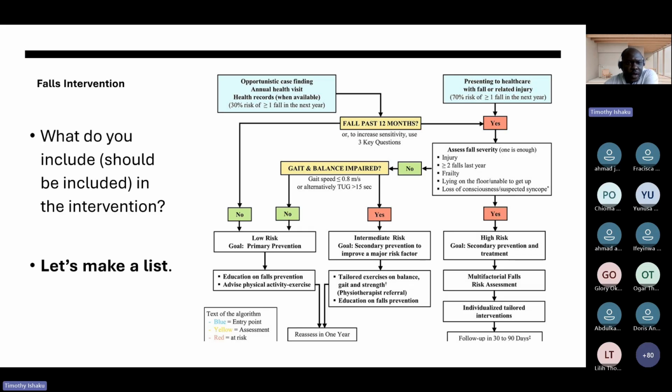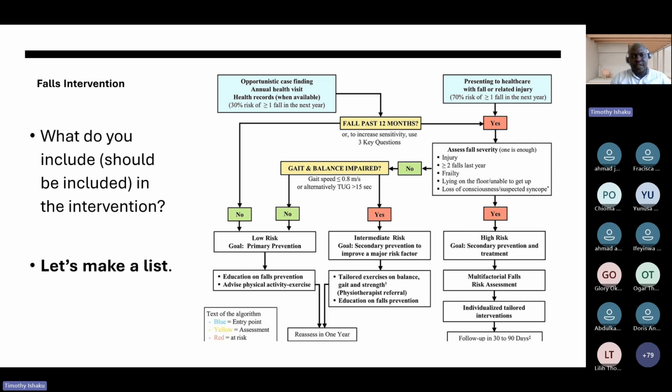And then for the low risk, we can educate the patient on falls risk and advise them actively on physical activity and exercises, which we talked about earlier. We talked about our role in physical activity or exercise. So the question is, what do you include or should you include in the intervention? Just like we did for assessment, I want us to make a list.